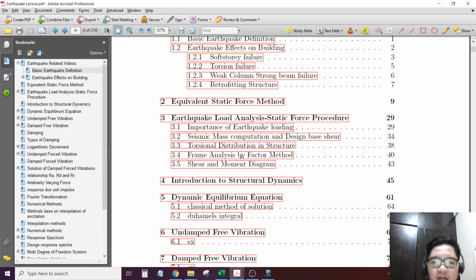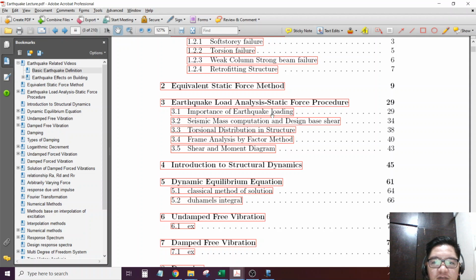Okay, so ito yung mga laman. The importance of earthquake loading, seismic mass computation and design base shear, torsional distribution sa structure, frame analysis, factor method.